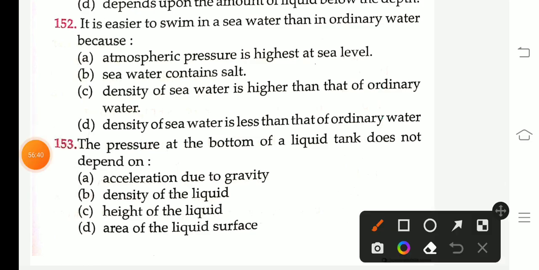It is easier to swim in sea water than in ordinary water because the density of sea water is higher than that of ordinary water. The pressure at the bottom of a liquid tank does not depend on the area of the liquid surface.